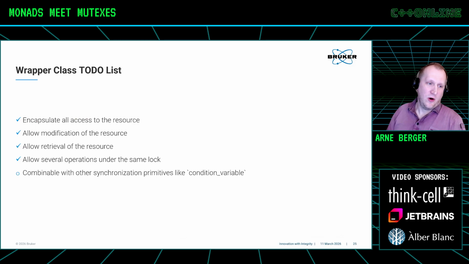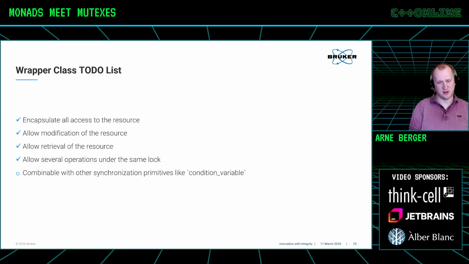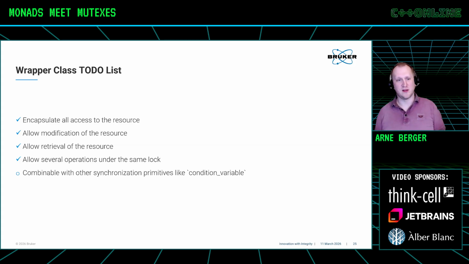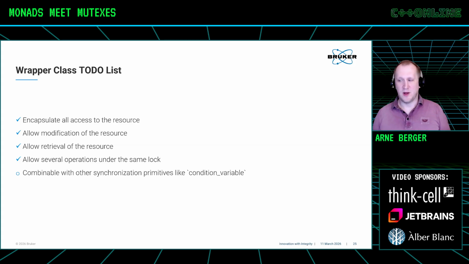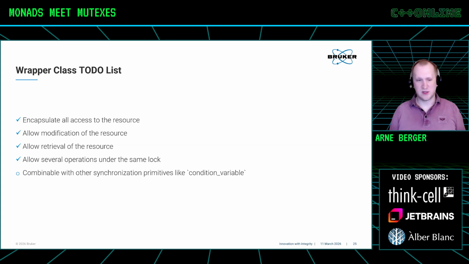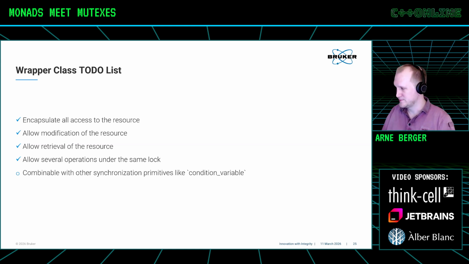So that already solves 4 of our points. We encapsulated everything. We have modification. We can retrieve it as a copy or even as a reference for a short time. And we allow several operations under the same lock, either by the get locked function and then modifying that value, or by the call protected. But how do we combine it with other synchronization primitives?